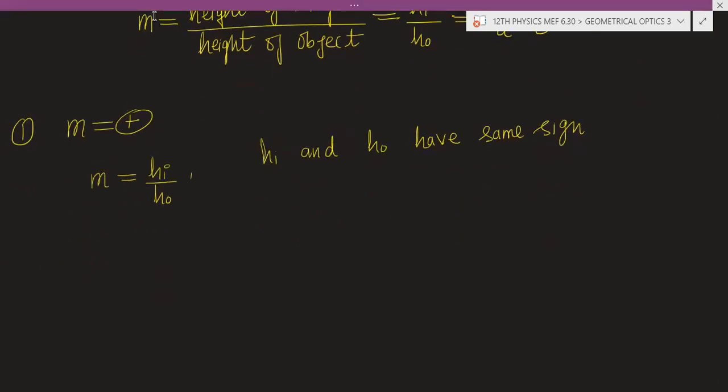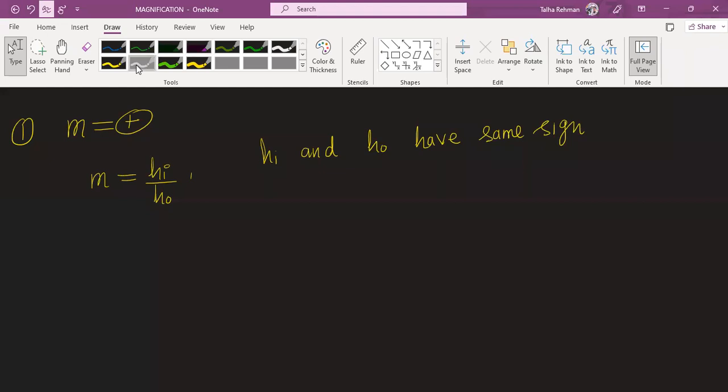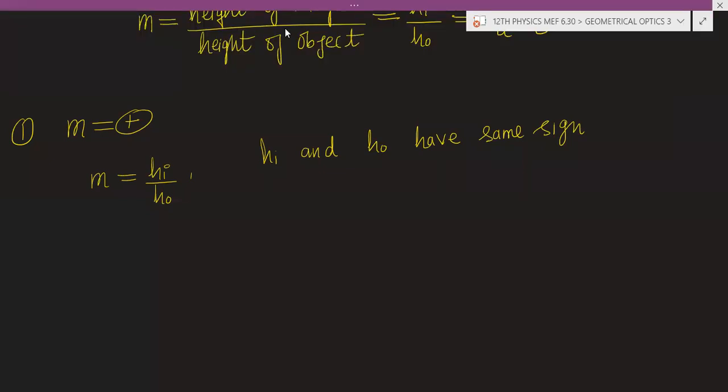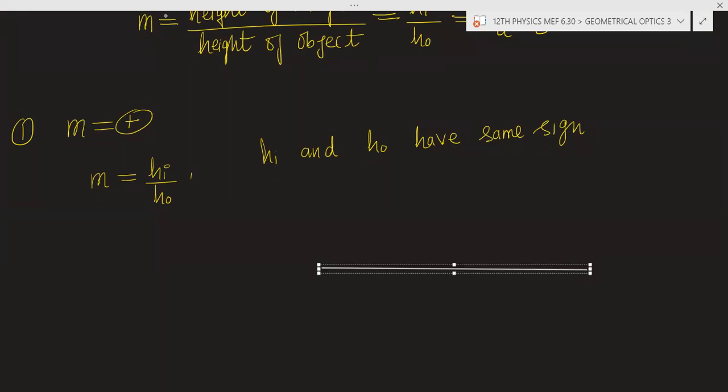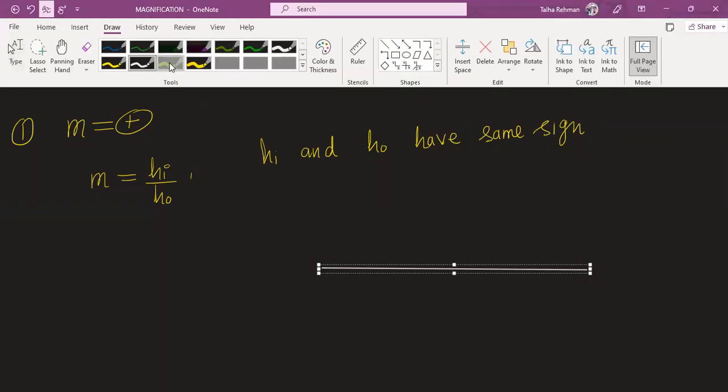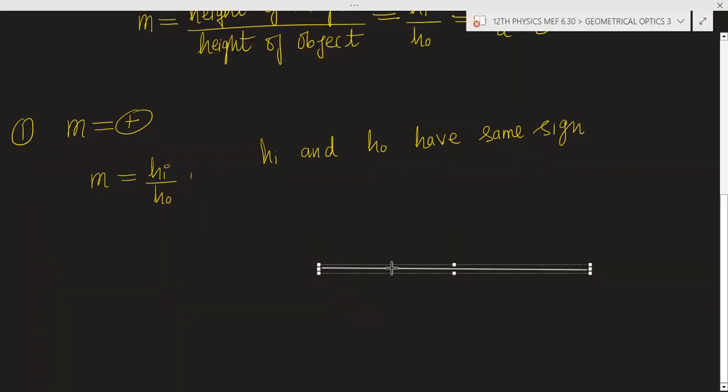What is the meaning of hi and ho having the same sign? For example, suppose this is the principal axis, and I am saying the object is like this. An object is placed like this. So if the object is like this, it means the height of the object is positive. This is the object. Height of object is positive.